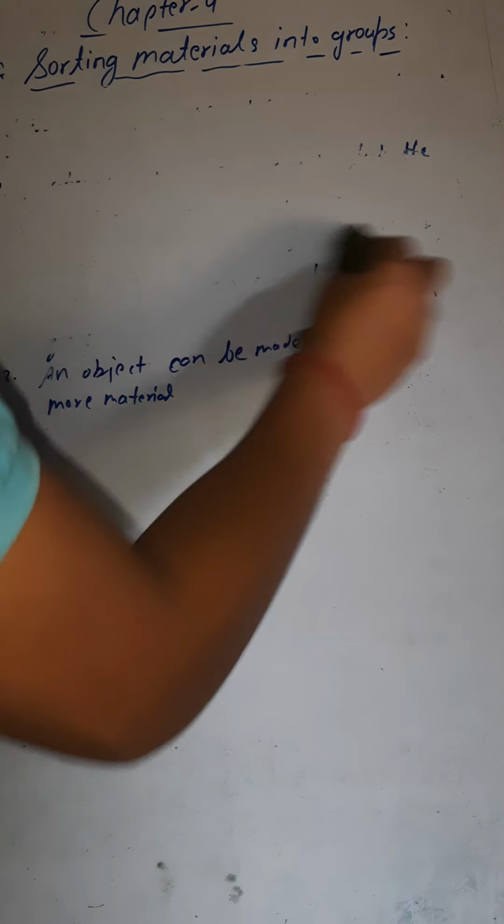Let's understand the properties of the material. Note it down if you have noted it. Now write down the properties of material. Properties of material.